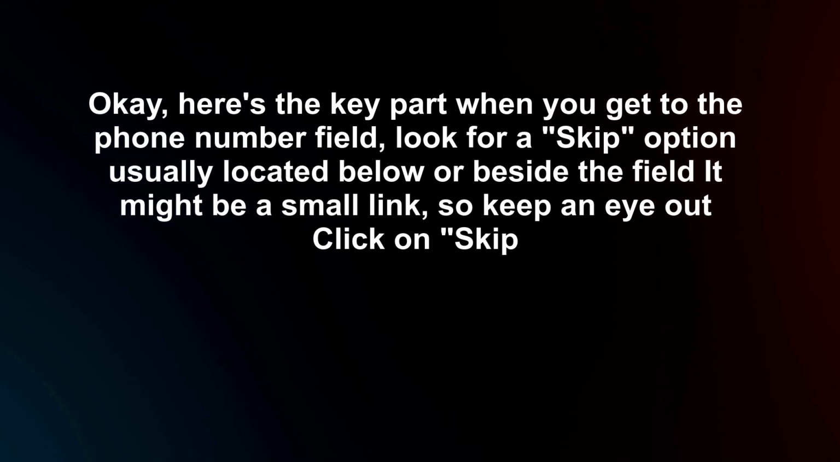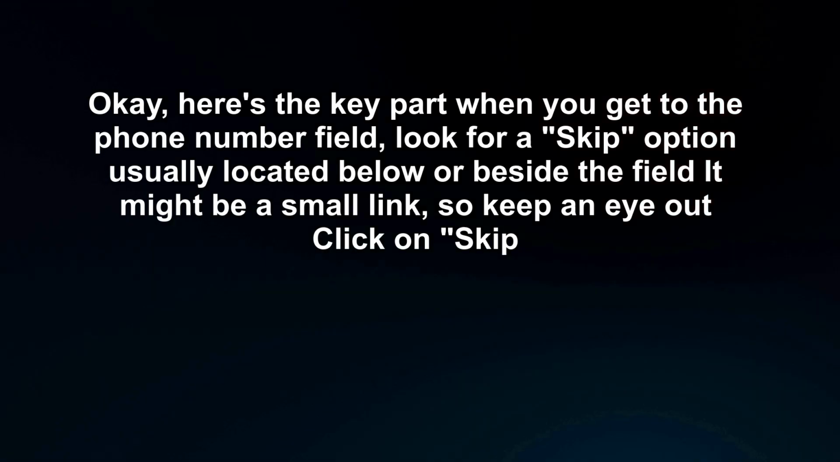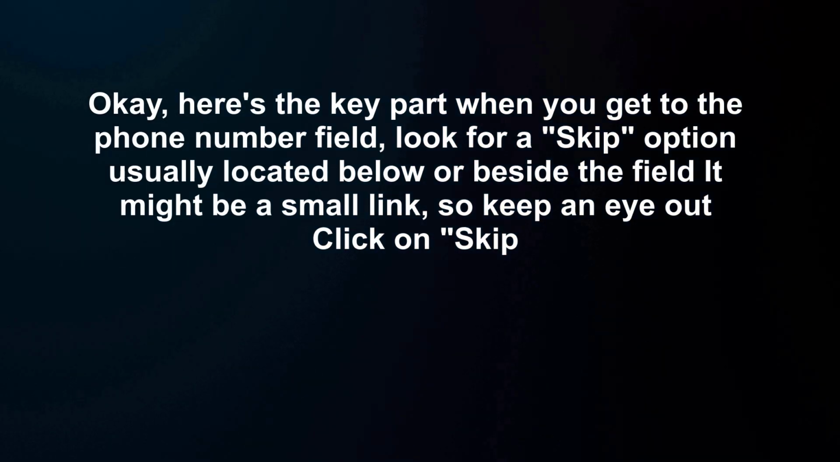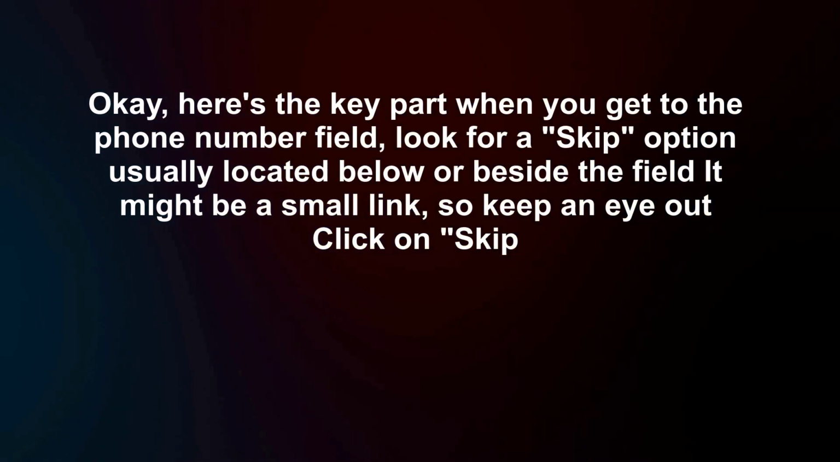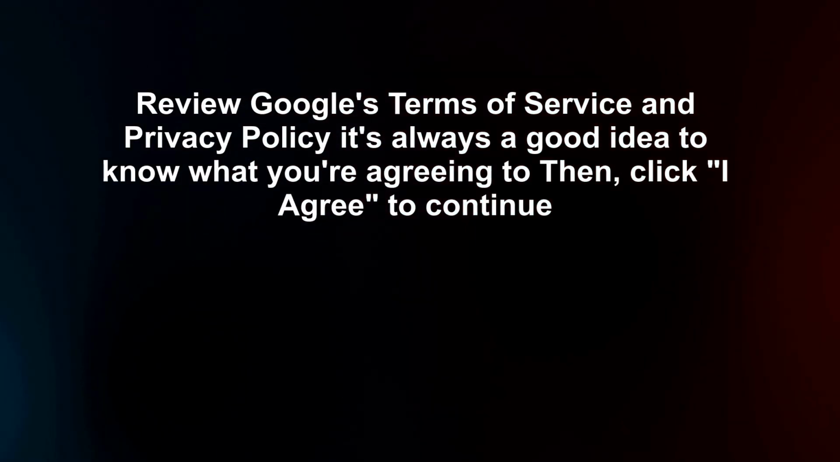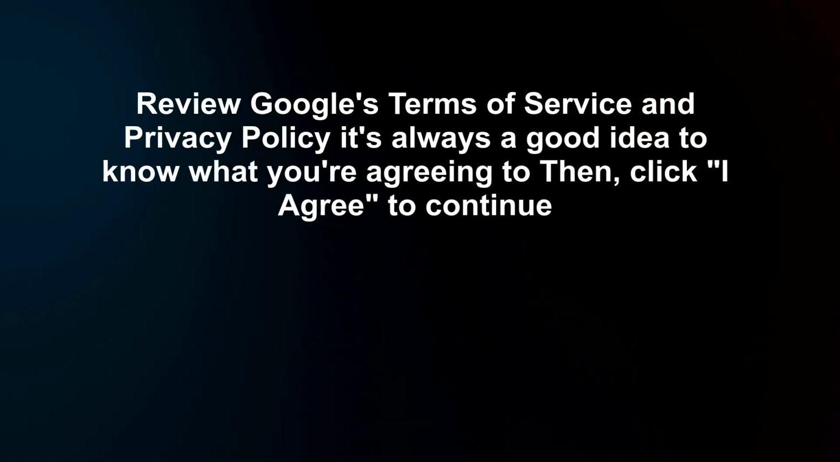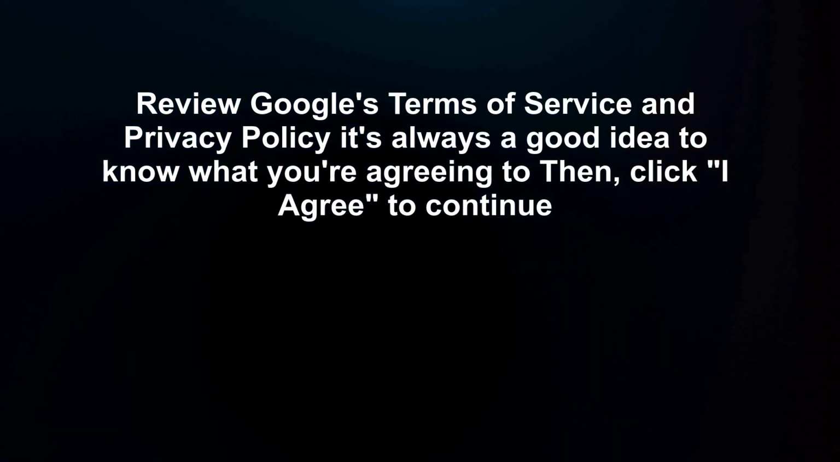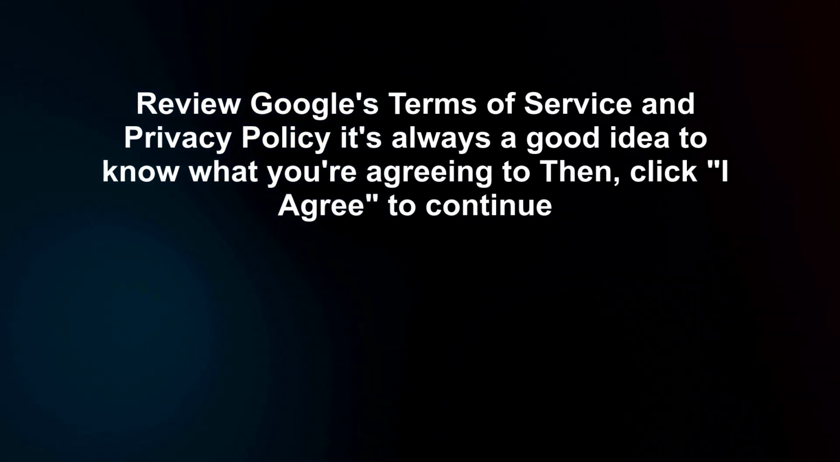Okay, here's the key part. When you get to the phone number field, look for a skip option, usually located below or beside the field. It might be a small link, so keep an eye out. Click on skip. Review Google's terms of service and privacy policy. It's always a good idea to know what you're agreeing to. Then, click I agree to continue.